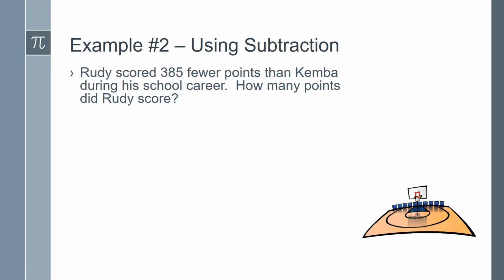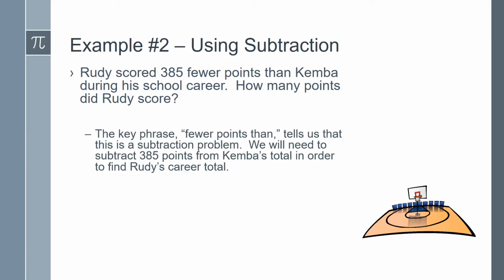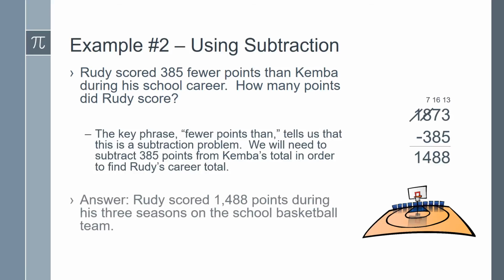Example number 2. Rudy scored 385 fewer points than Kemba during his school career. How many points did Rudy score? If we take a look at the key phrase, fewer points than, this tells us that this is a subtraction problem. We will need to subtract 385 points from Kemba's total in order to find Rudy's career total. So we set up our equation, 1,873 minus 385. And we find that the answer is 1,488. So Rudy scored 1,488 points during his 3 seasons on the school basketball team.